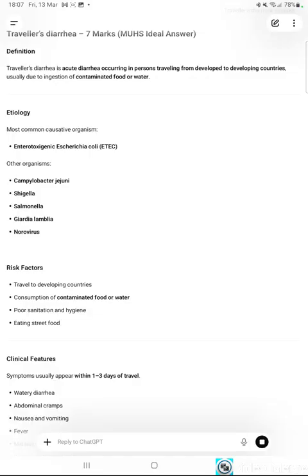So next is traveler's diarrhea. Traveler's diarrhea is the acute diarrhea that occurs in persons who travel from the developed world to developing countries, usually due to the ingestion of contaminated food and water. The most common causative organism is ETEC, that is enterotoxigenic E. coli. Apart from that, Campylobacter jejuni, Salmonella, Shigella, Giardia lamblia, and noroviruses are common. Risk factors are traveling to developing countries, consumption of contaminated food and water, poor sanitation, hygiene, and street food.